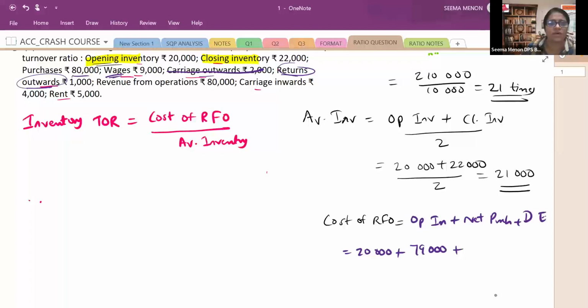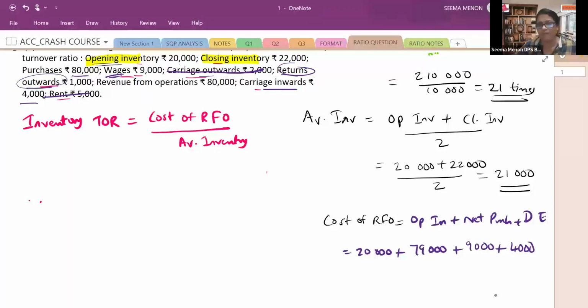So I cancelled that. Then comes carriage inward. Carriage inward is a direct expense because while we purchase, we are purchasing the goods, we pay some carriage expense. That is also we have to add. So wages, we will add 9,000. Carriage inward, how much? 4,000. Then you can see that rent. Rent is an indirect expense we cannot take here. This is given only to confuse you people.